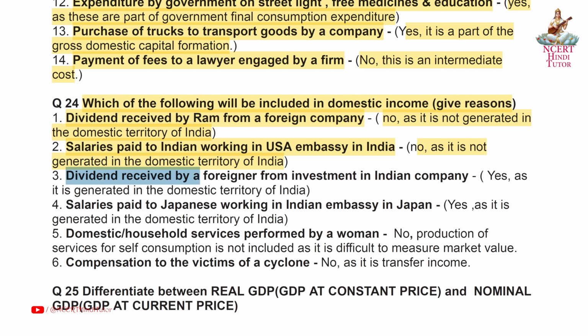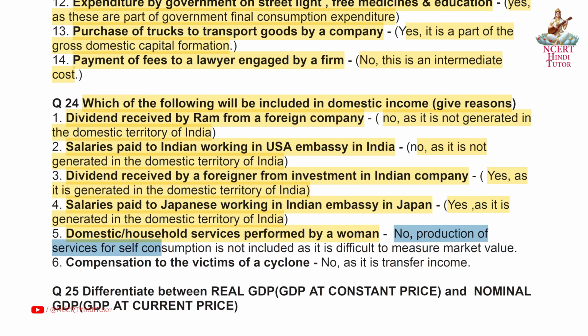Third, dividend received by a foreigner from investment in an Indian company. Yes, as it is generated in the domestic territory of India. Fourth, salaries paid to Japanese working in the Indian embassy in Japan. Yes, as it is generated in the domestic territory of India. Fifth, domestic household services performed by a woman.